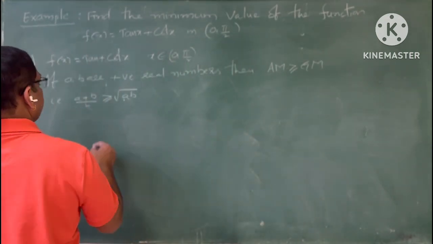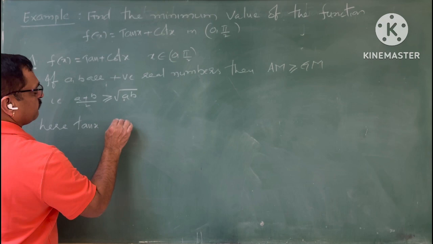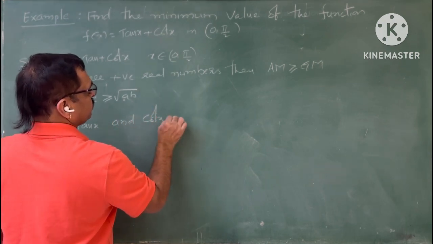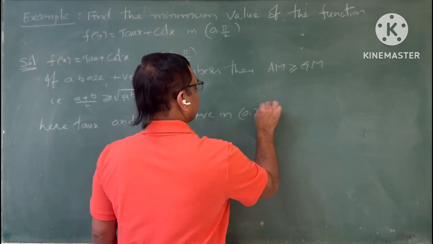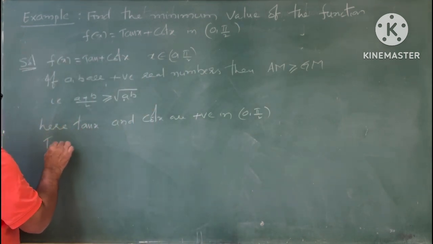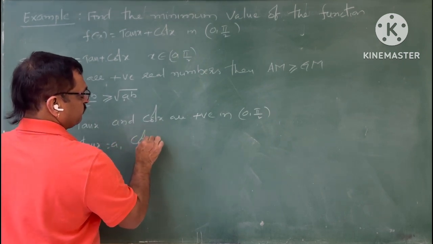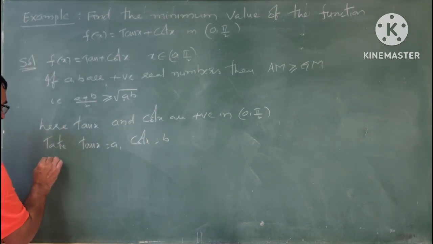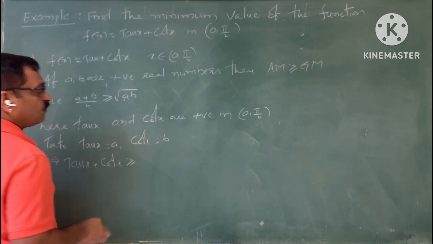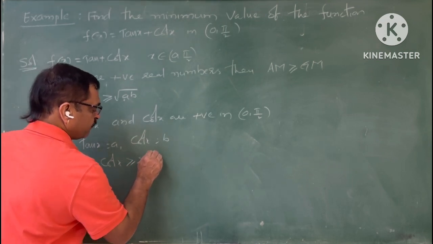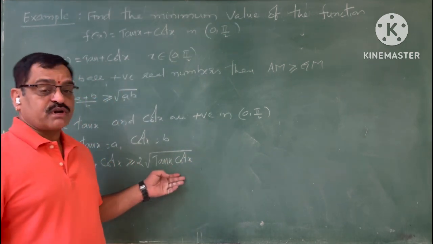Here my a is equal to tan x and cot x are positive in 0 to pi by 2. So take tan x is equal to a and cot x is equal to b. So we have, this implies tan x plus cot x is always more than or equal to 2 times under root of tan x into cot x. And the tan x cot x product is equal to 1.